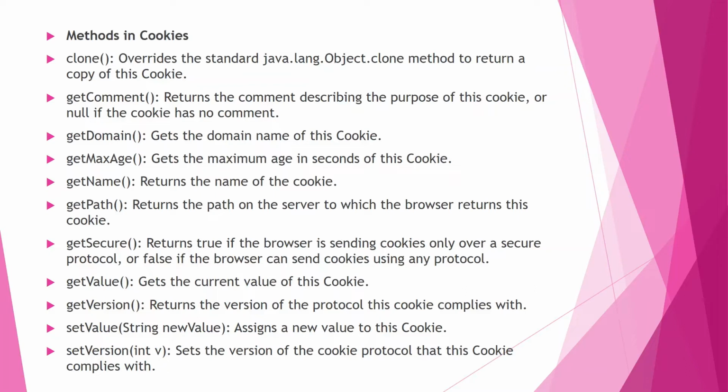Get value method: gets the current value of this cookie. Get version: returns the version of the protocol this cookie complies with. Set value method: assigns a new value to this cookie. Set version: sets the version of the cookie protocol that this cookie complies with.